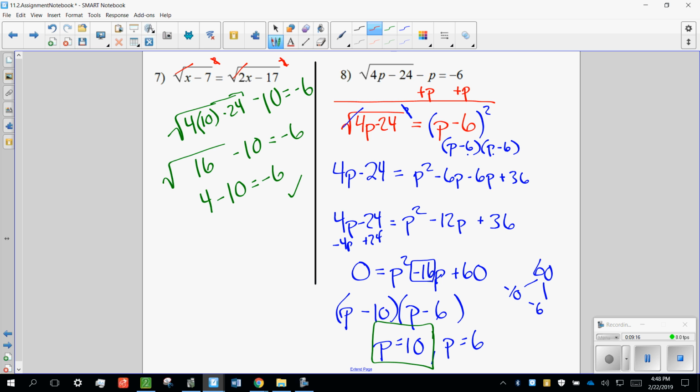Let's see if it's our only answer. Let's check 6. The square root of 4 times 6 is 24. 24 minus 24. Okay, cool, that's 0. So minus P, P is 6, equals negative 6. So does negative 6 equal negative 6? It sure does. And so P also equals 6. P equals 6, or P equals 10.